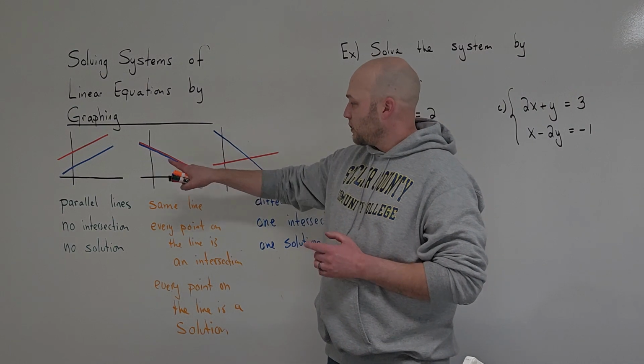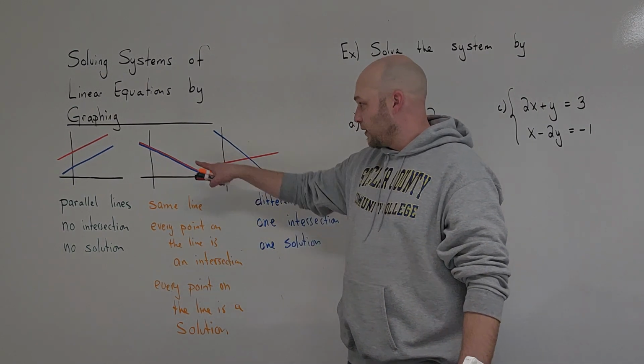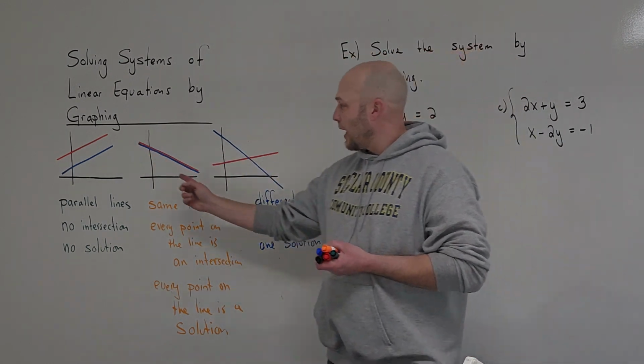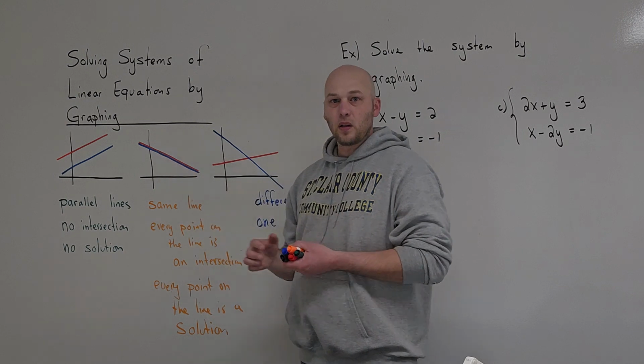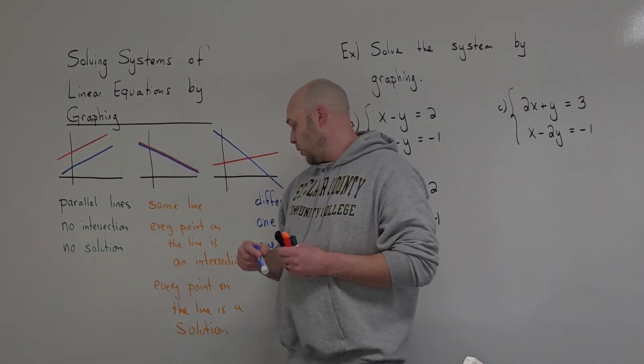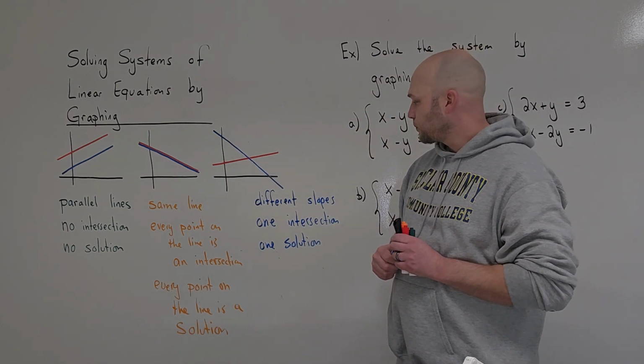These two lines right here, since they completely overlap, every single point on the line is an intersection point. Every single point on this blue line touches the red line, so therefore that's an intersection point. And hence, every single point on the line would be a solution, which means there's infinitely many solutions.